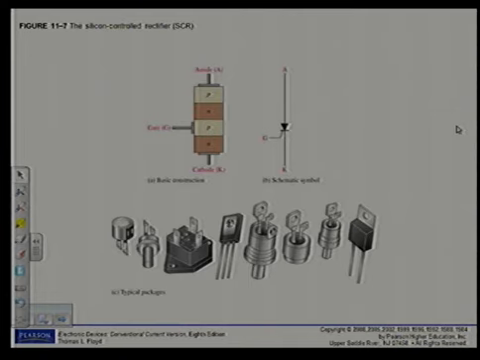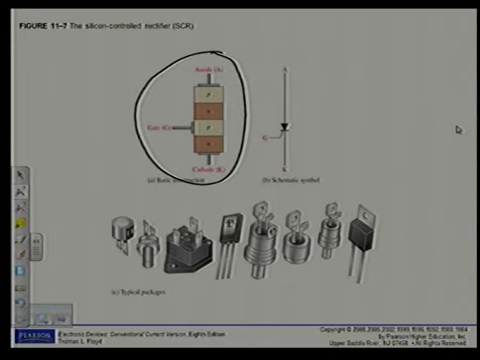Alright, firstly, the SCR. You can see the similarity to the device that we've discussed previously, the 4-layer diode. Again, 4 layers, like in the 4-layer diode or the Shockley. Again, the anode and the cathode, but in this case, there is a third terminal added called the gate. We will discuss this just now.